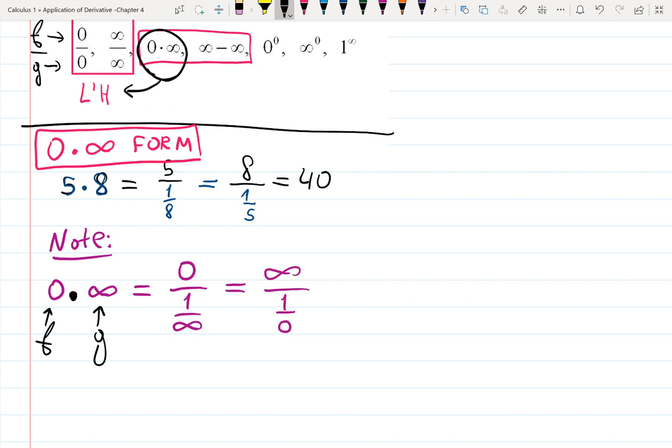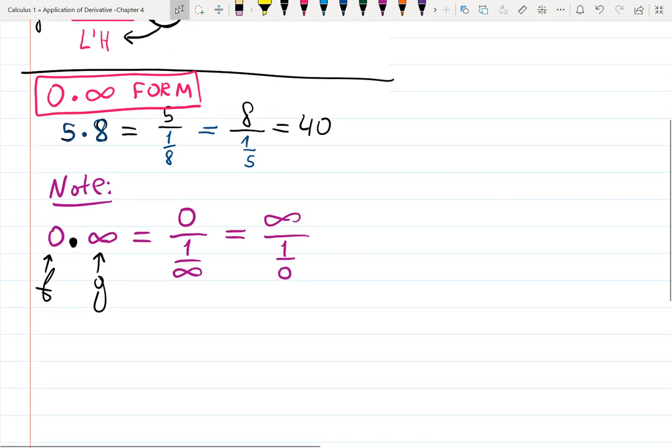Because 0 times everything, intuition tells you, should be 0, but infinity times everything, intuition tells you, should be infinity. So it actually depends on which one is faster. If f is faster, decaying to 0, then everything will decay to 0. If g is faster, growing to infinity, then everything will be infinity.